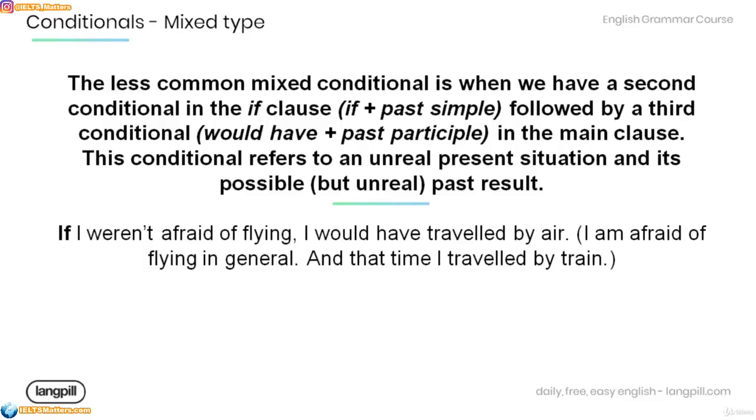Now, the less common mixed conditional is when we have a second conditional in the if clause, if plus past simple, followed by a third conditional, would have plus past participle in the main clause. Now, this conditional refers to an unreal present situation, and its possible but unreal past result. Have a look at the example below. If I weren't afraid of flying, I would have traveled by air, meaning that I am afraid of flying in general, and that time I traveled by train.